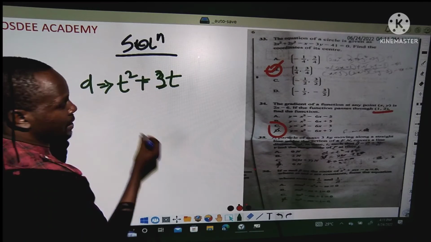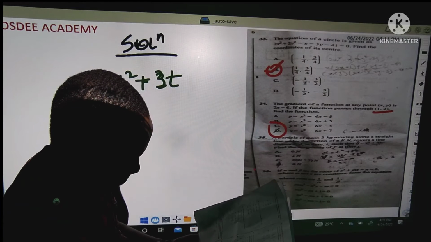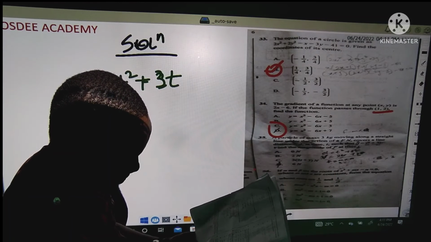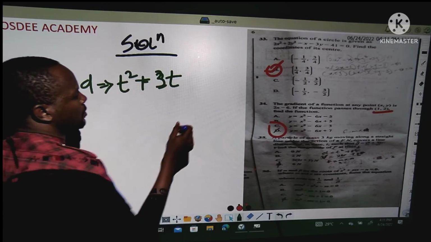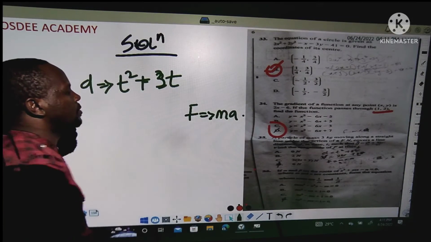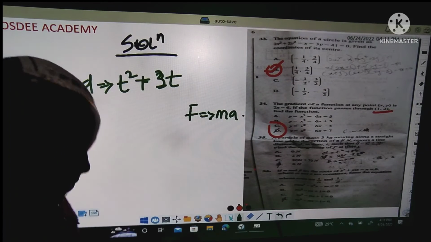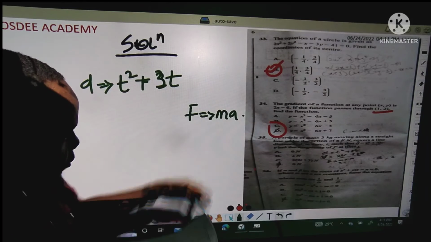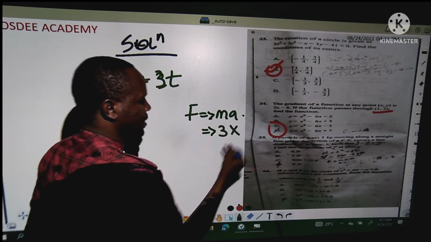So I have to get the velocity. What am I looking for? They asked me to find the magnitude of the force. Everybody knows F equals ma, so I need to get the acceleration. In this question, I'm given the mass to be 3, and I need to get the acceleration.